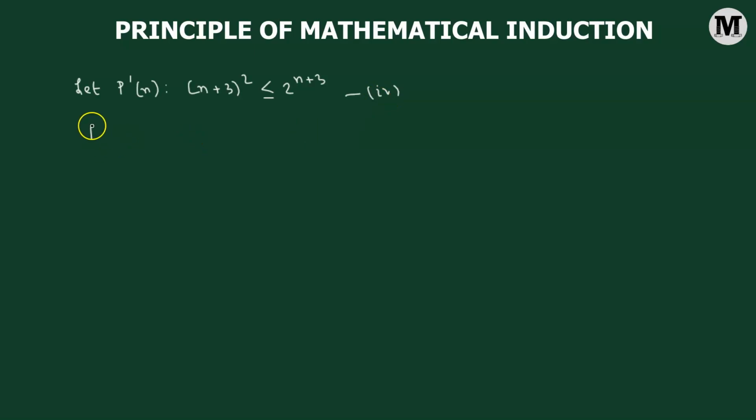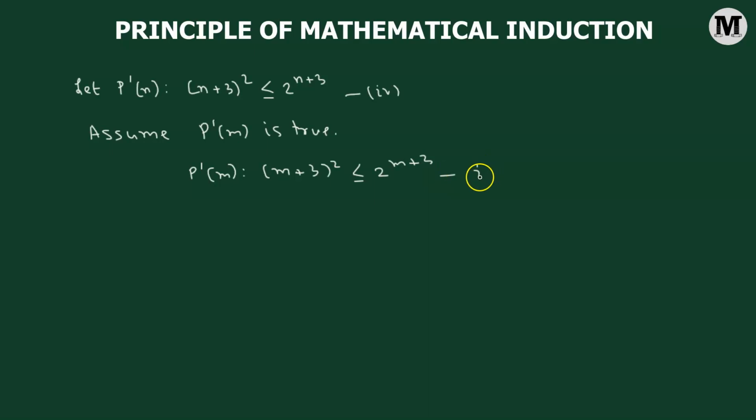Now we will assume that P′(m) is true. What is P′(m)? Replace n with m to get (m+3)² less than or equal to 2 raised to the power of m+3. So this is number 5. We are considering a new statement P′(m), and this is a true statement, given by (m+3)² less than or equal to 2 raised to the power of m+3.